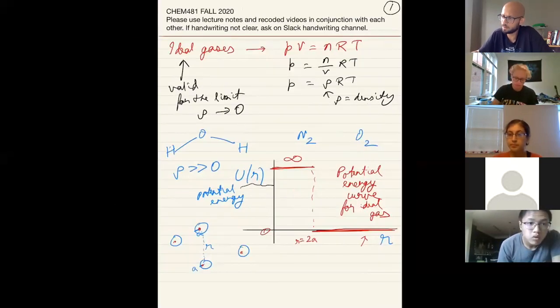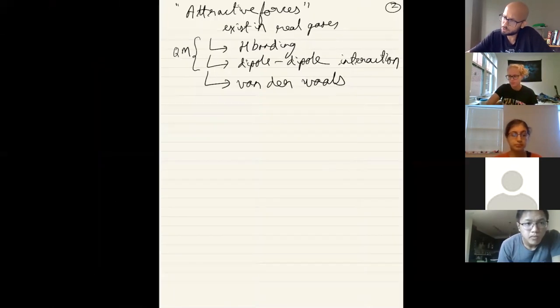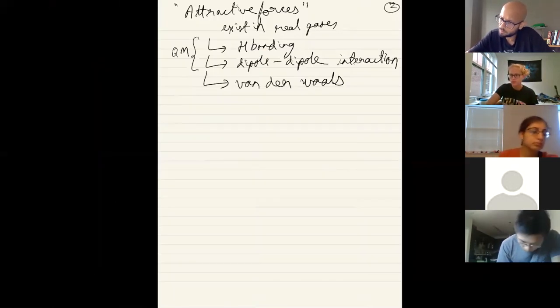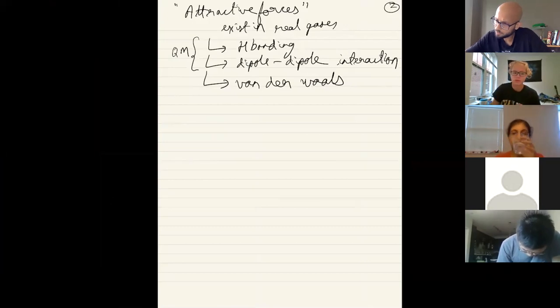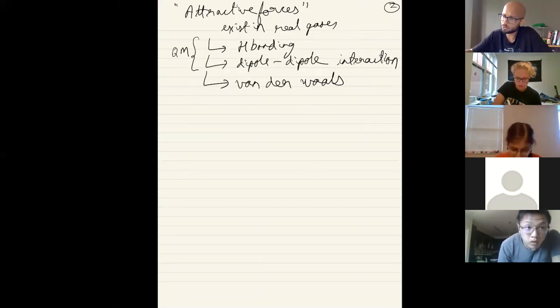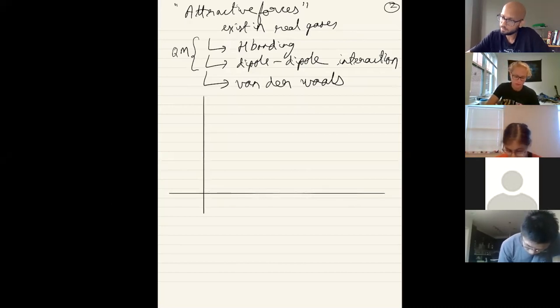You know, a real potential energy curve does not look like this. A real potential energy curve is, I'm just going to delete this middle page. Come back. A real potential energy curve is going to look something like, it will still be zero at very long distances. So here it's R, here it's U.